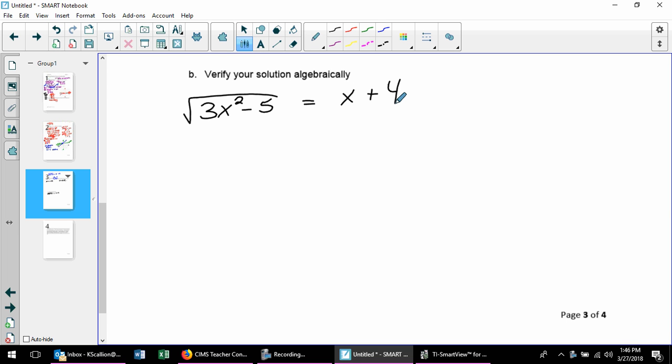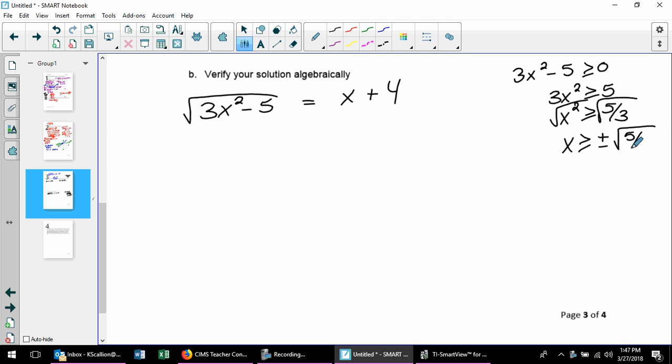Luckily, it's already isolated. What should I do first? How about I do my restriction? 3x squared minus 5 has to be greater than or equal to 0. So I'm going to have 3x squared greater than or equal to positive 5. x squared greater than or equal to 5/3. We're going to take the root of those. So x has to be greater than or equal to plus or minus the square root of 5/3. You want to know what that is as a number? The root of it?